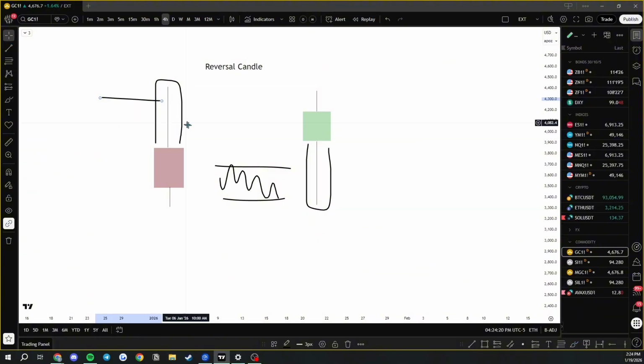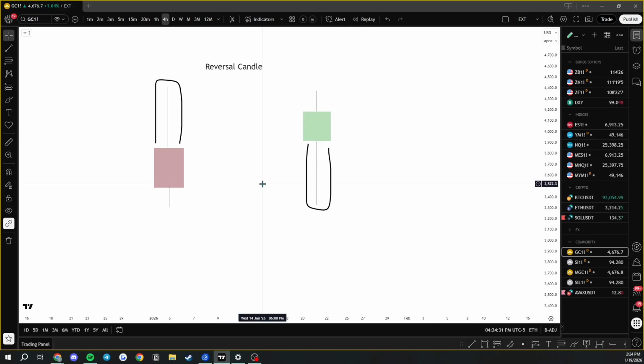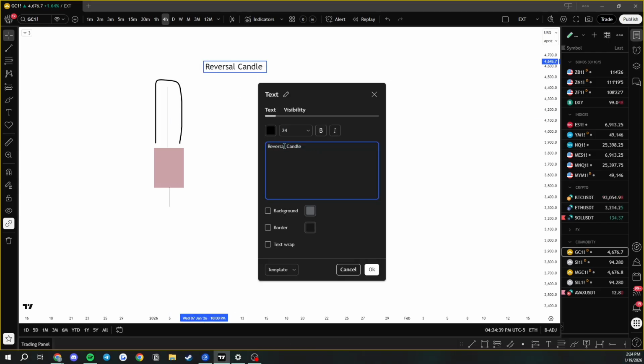So once again, if we have strong opposing wicks, then we have a reversal candle. You can trade this. It's a little bit more difficult. It takes a little bit more experience, but you definitely can trade it. The next candle that we're going to do is a consolidation candle.